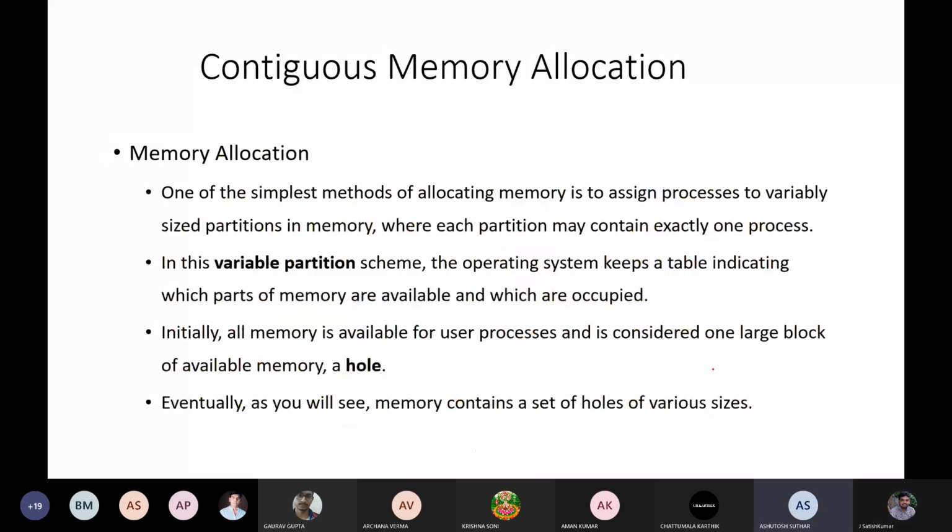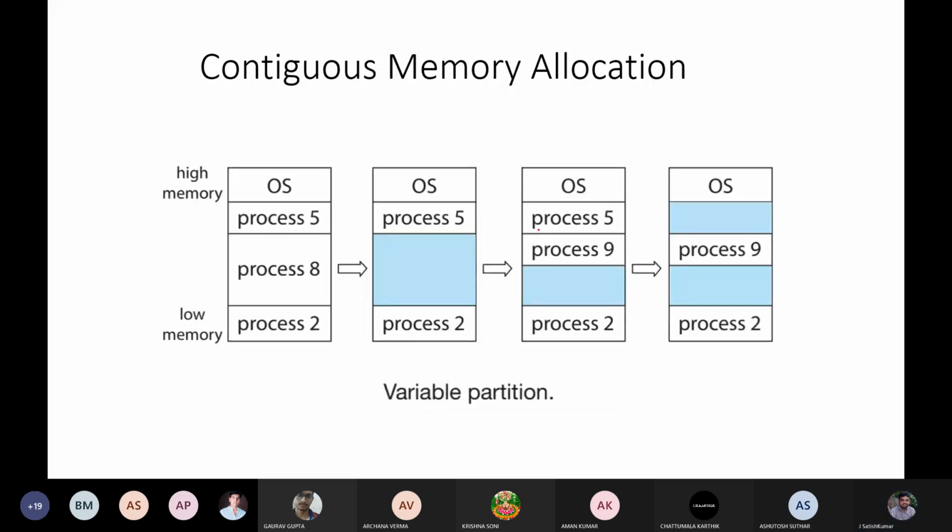Yes, sir. Now, there is an interesting concept called memory allocation. How will we allocate the memory for a particular process? One of the simplest ways of allocating memory is to assign the processes variable-size partitions in memory, where each partition may contain exactly one process. For example, let us say that this is the high memory and this is the low memory. The operating system is here, and you allocated process P5, process P8, process P2, and so on.